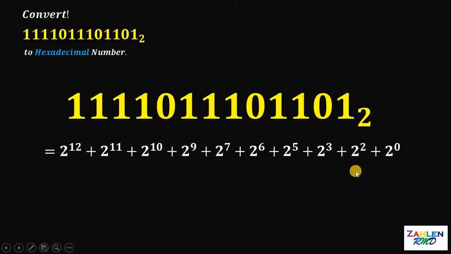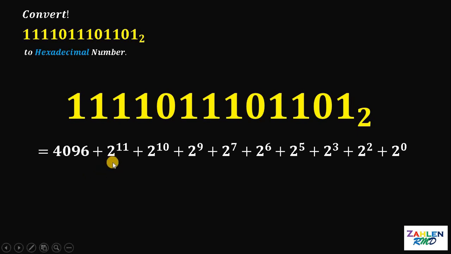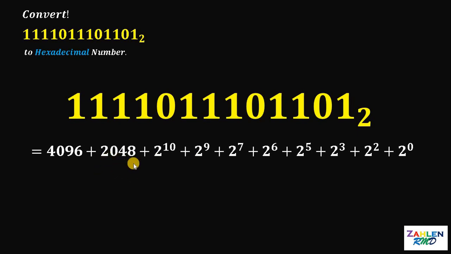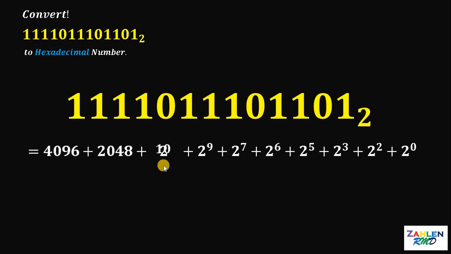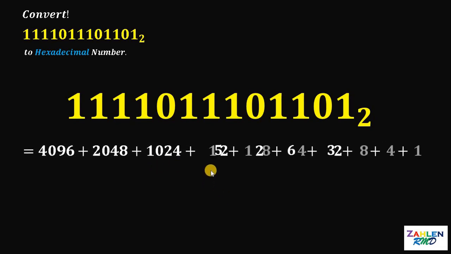Now, as you can see, we don't have 2 raised to 1. We don't have also 2 raised to the 4th power. Also, we don't have 2 raised to 8 because those are just 0. Now, let's simplify this result. We have 2 raised to 12. 2 raised to 12 is just 4,096. 2 raised to 11 is just 2,048. 2 raised to 10 is just 1,024. 2 raised to 9 is just 512, and so on and so forth.